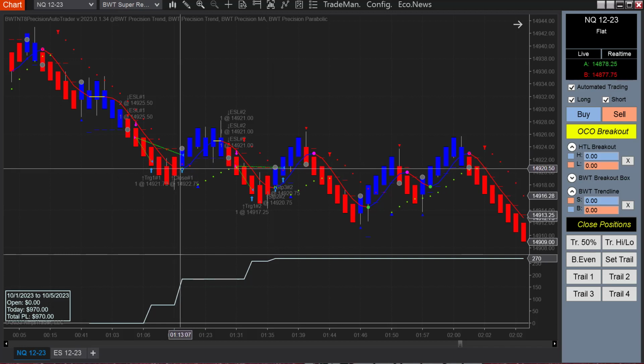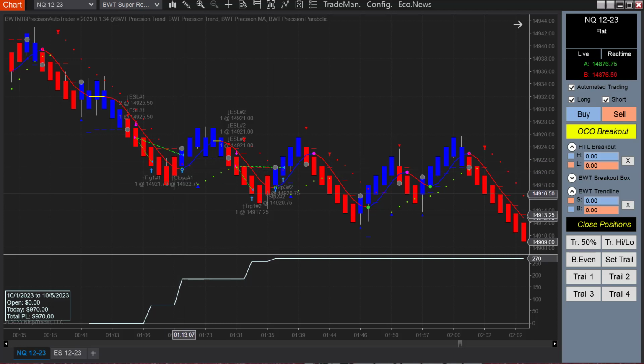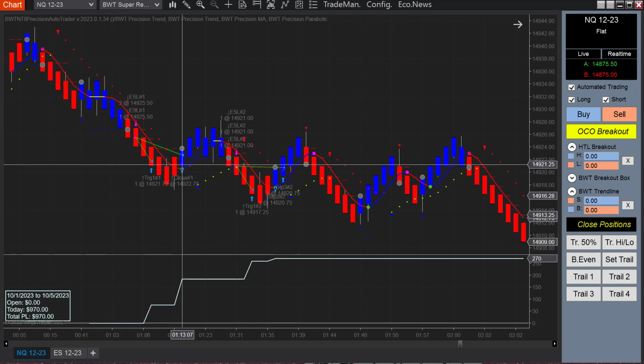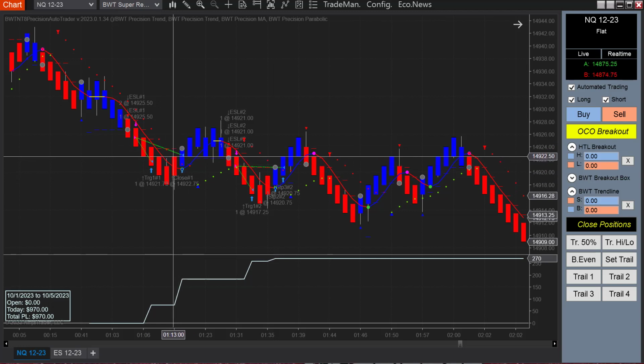So if the close of a bar goes above the parabolic, so here it's a short and it went above the parabolic, and we had a close right here.